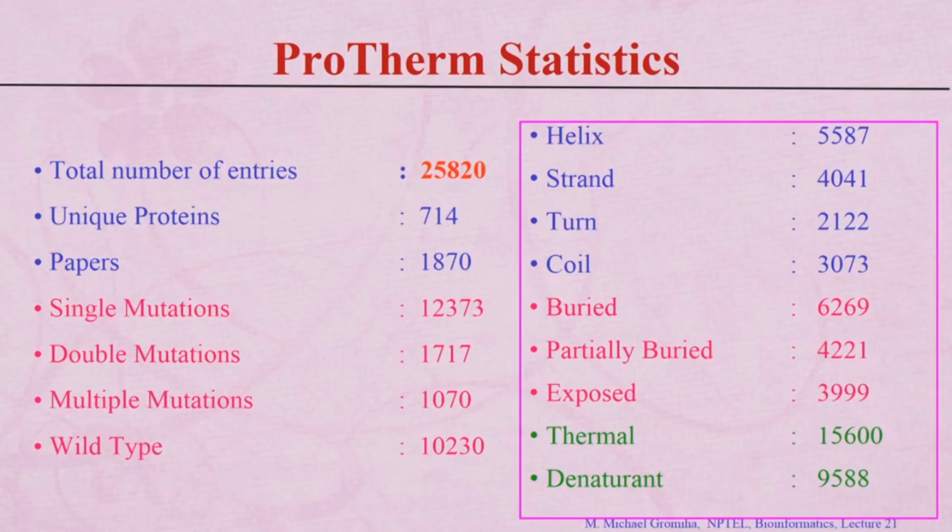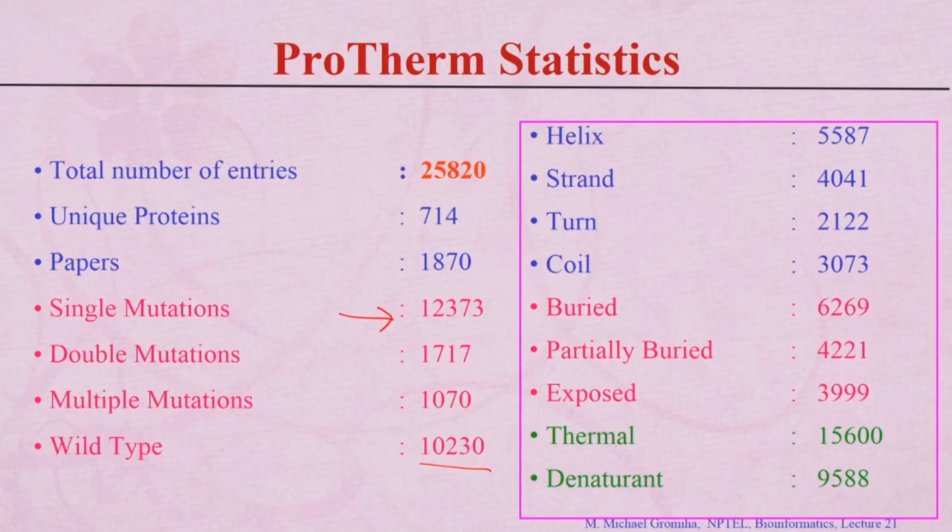data. So this is good enough to carry out any analysis, and if you see this, they were obtained from more than 700 proteins, and from about 2000 papers. The data are obtained from different proteins, about 1800 proteins, and you look at the type of mutations. This is dominated by single mutations, about 12,000 single mutants, and some double mutations and multiple mutations. For the wild type also we have a lot of data, about 10,000 wild type data.